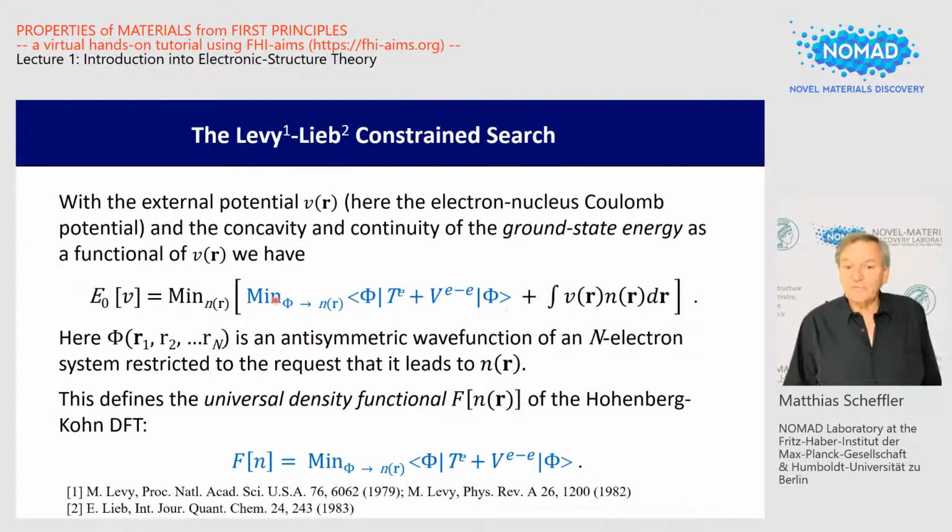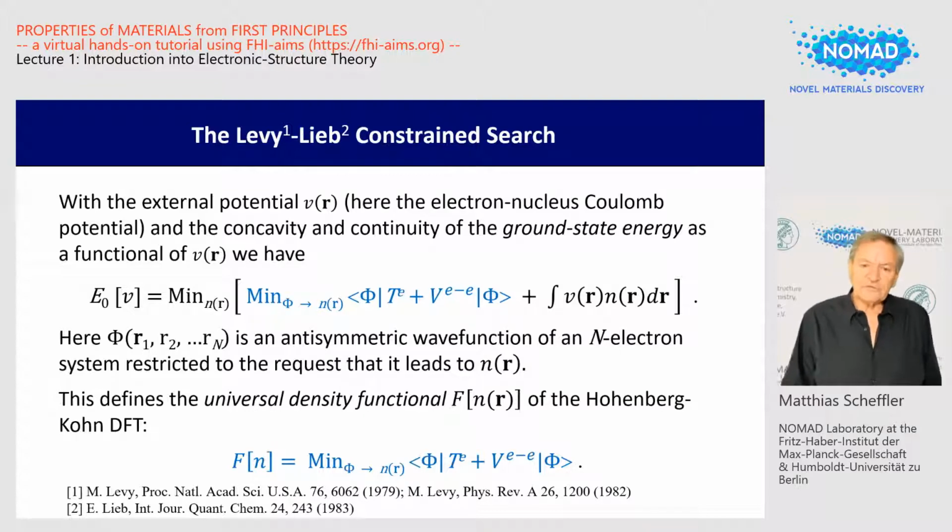This defines, obviously, a universal density functional F of n of r, which is the blue one. F of n is universal because it is the expectation value of the kinetic energy of the electrons and the electron-electron interaction with respect to wave functions, under the constraint that these wave functions all give the same density n of r. But of course, only one of these wave functions is the true ground state wave function. It's universal because it does not depend on the external potential.